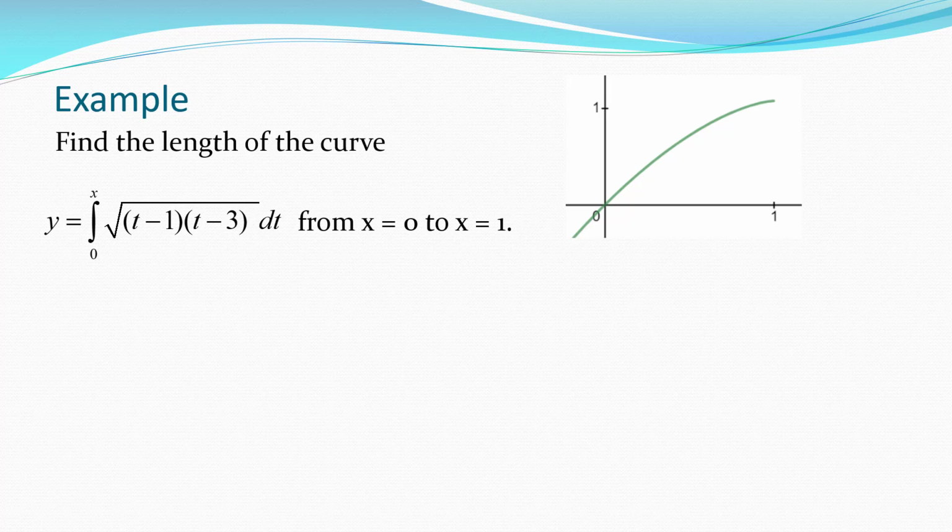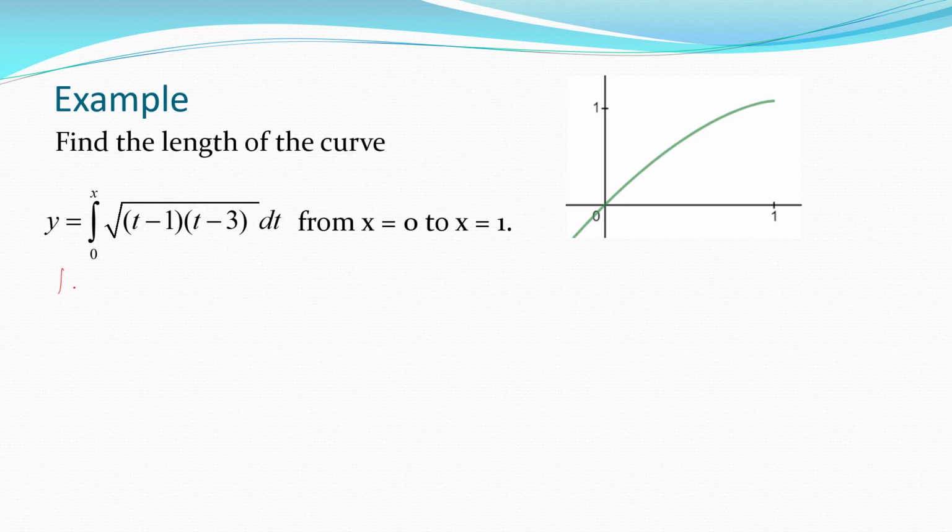Let's do a more interesting problem and find the length of the curve of y equals this particular integral from x equals 0 to x equals 1. I provided for you a sketch of the graph here in the upper right hand corner. Just to verify, notice that when x is 0, y is 0. And if you replace x in the equation with 0, you're replacing the upper bound with 0. So you wind up doing an integration from 0 to 0, so of course y is 0. So that looks reasonable.